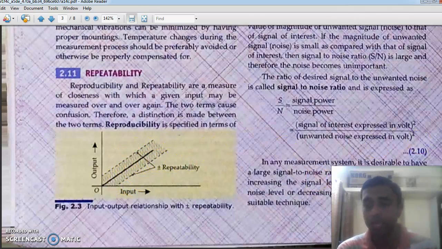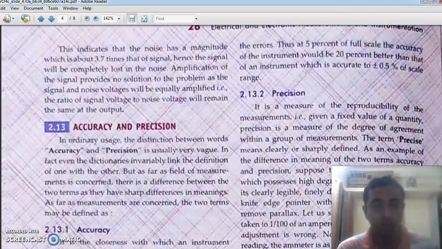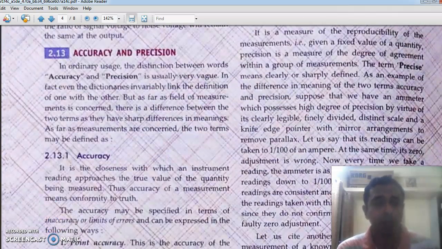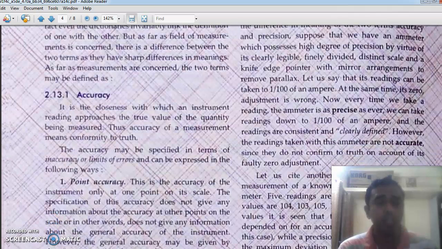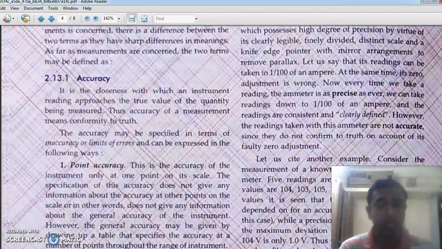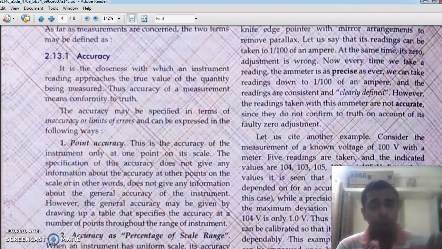Then another thing is accuracy. Accuracy and precision is another topic. There are 3 types of accuracy. One is the point accuracy. So what is point accuracy? On a scale you have so many points. At this point, this is the accuracy. So that is called point accuracy.